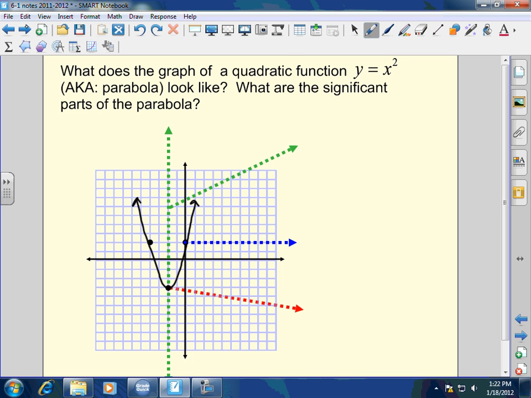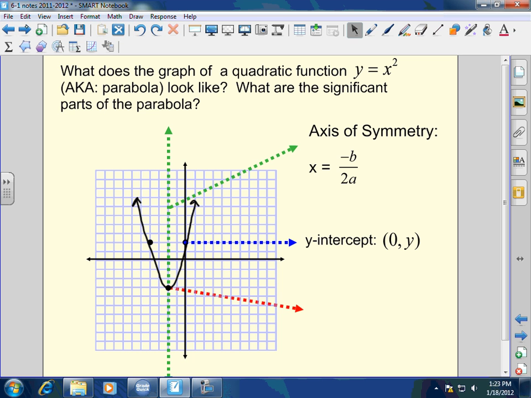Now, what do we got here? What is this green line called? Not line of symmetry, axis of symmetry. And the axis of symmetry is found by using the formula x equals negative b over 2a. It is a vertical line that cuts the parabola in perfect half. What is this little blue line pointing to? The y-intercept. The y-intercept is the y value when x equals 0. That's why it's on the y-axis.